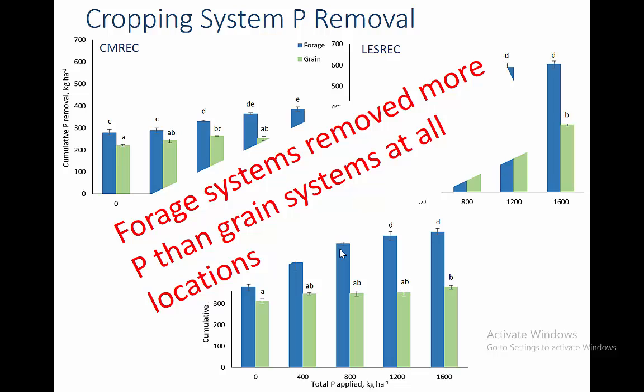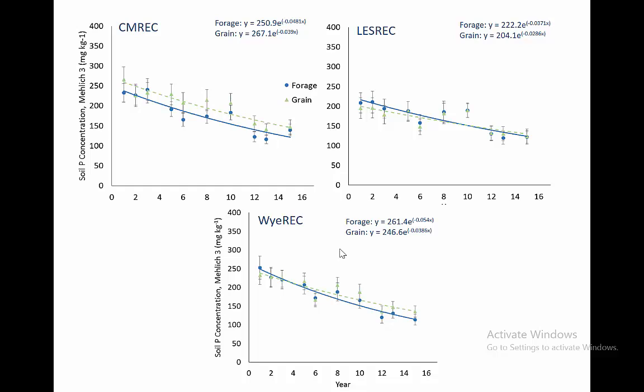Yep, forage systems remove more P than grain systems. Boom. That's what we saw. All right. Then we looked at the soil concentration over each year, the duration of the study.